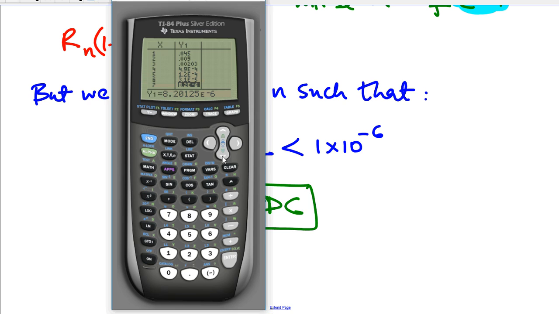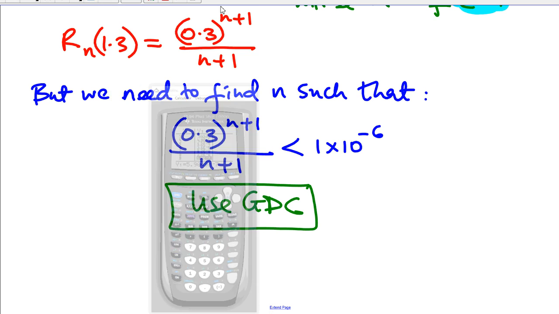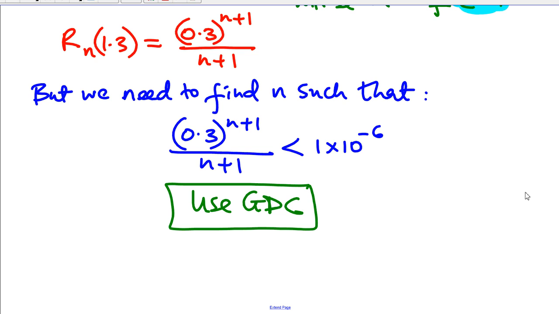No, that's not less than. So that's 2 times 10 to the power negative 6. So the first value whereby the error will be less than 1 times 10 to the power negative 6 is 9, from the calculator. So which means n is equal to 9.